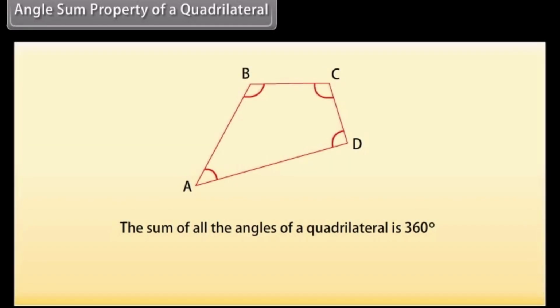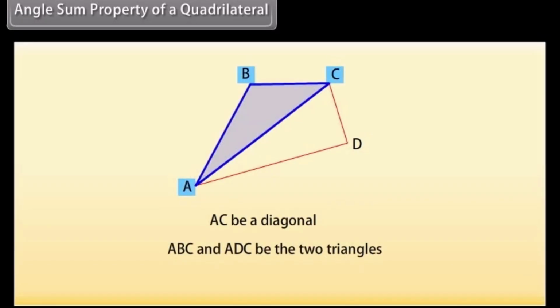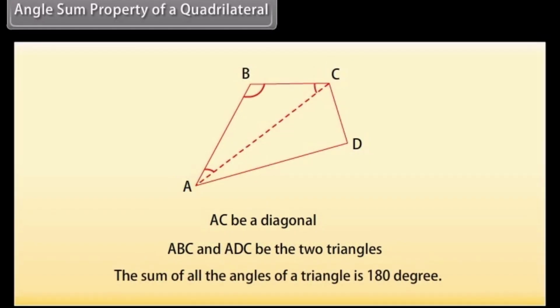Angle sum property of a quadrilateral. The sum of all the angles of a quadrilateral is 360 degrees. This is called the angle sum property of a quadrilateral. To find the sum, let's divide this quadrilateral into 2 triangles by drawing a diagonal. Let AC be a diagonal and ABC and ADC be the 2 triangles. We know that the sum of all the angles of a triangle is 180 degrees.